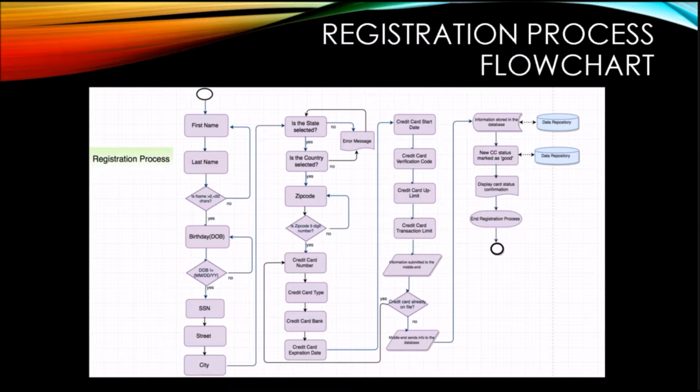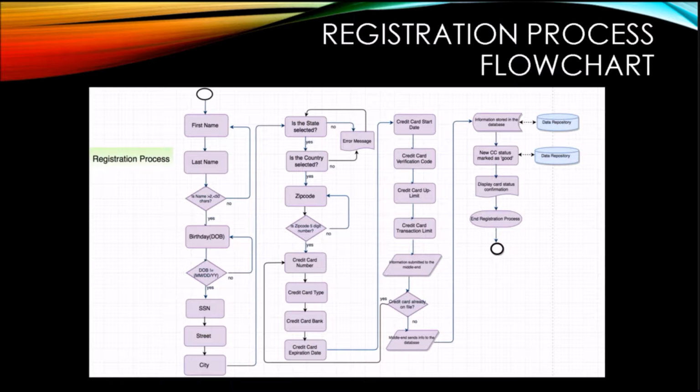Hi, my name is Jennifer, and I will be taking you through the registration process flowchart as well as the credit card payment flowchart. The registration process flowchart takes us to the beginning and the end of the data flow. The registration process communicates with the front end, and that's where all the front end validations take place. And the data communicates from the front end to the back end.